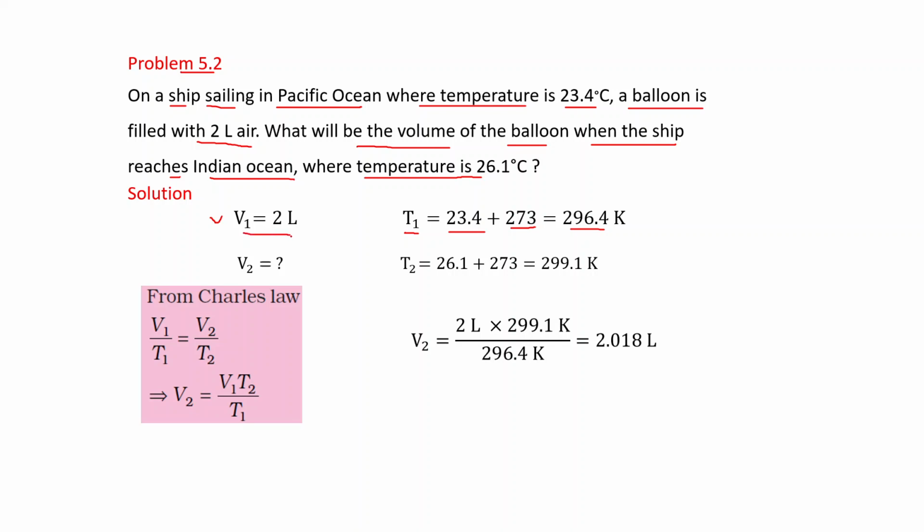At this temperature, volume is also given: V1 is equal to 2 liter. And when the temperature, that is T2, increases to 26.1, converted into Kelvin, that is 299.1 Kelvin, then what will be the volume? Again, apply Charles' law. V1 by T1 is equal to V2 by T2, and from this we can say V2 is equal to V1 times T2 divided by T1. Put the values. V1 is 2 liter, T2 is 299.1 Kelvin, T1 is 296.4 Kelvin, and if we solve it, our result will be 2.018 liter.